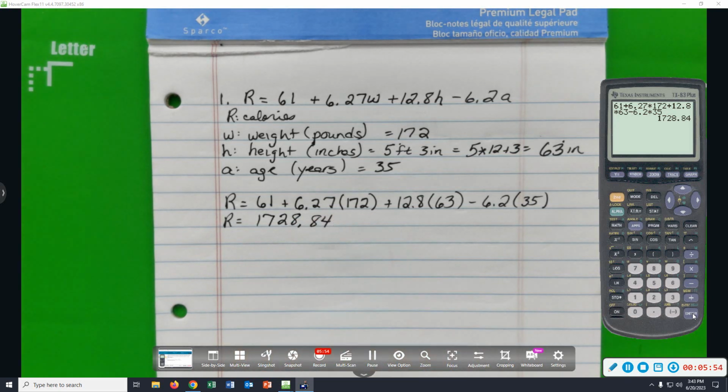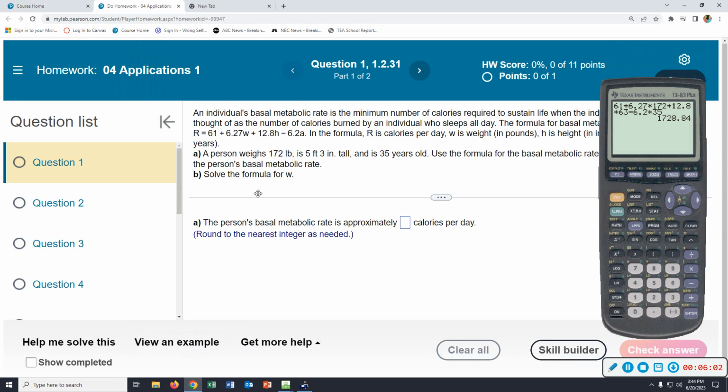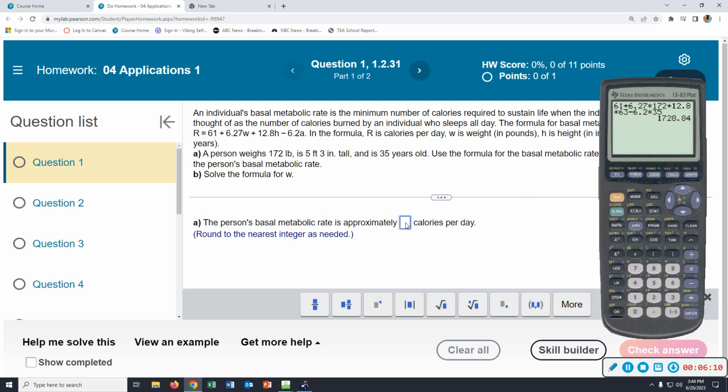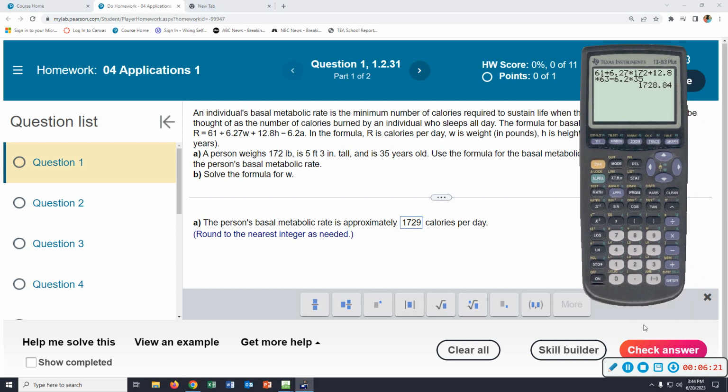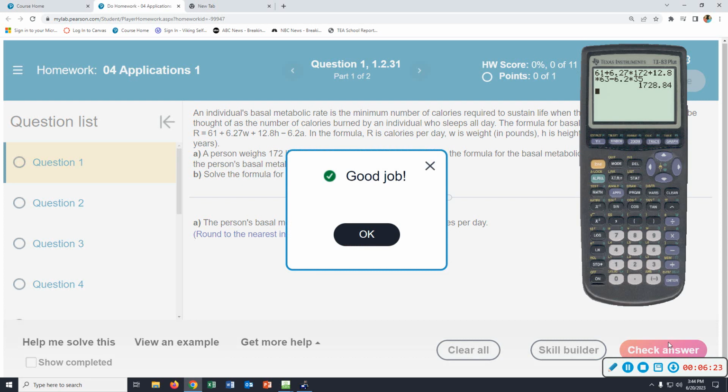1728.84. I wonder if they want us to enter that as a decimal or round it to 1729. Let's see. The instruction is to round to the nearest integer. So instead of 1728.84, that would round up to 1729. Check it. Okay.